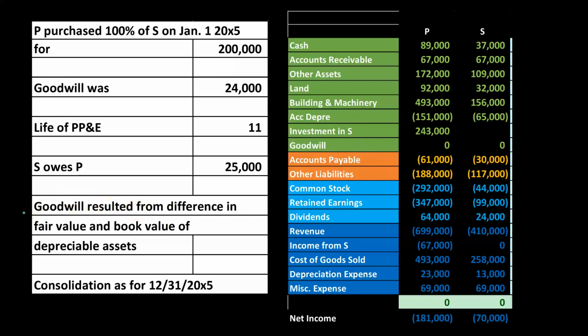And then we're going to say that the goodwill resulted from a difference in fair value and book value of depreciable assets. So in other words, normally, if we were to do the consolidation, we would have the financial statement for S at the point in time that the purchase took place. We would have the assets minus the liabilities that would give us the equity. That would be the book value of S at that point in time. Not this one, because this is as of the end of the year. We would have to take that basically book value at the beginning of the year, and we'll talk about how to do that with these numbers in a second.